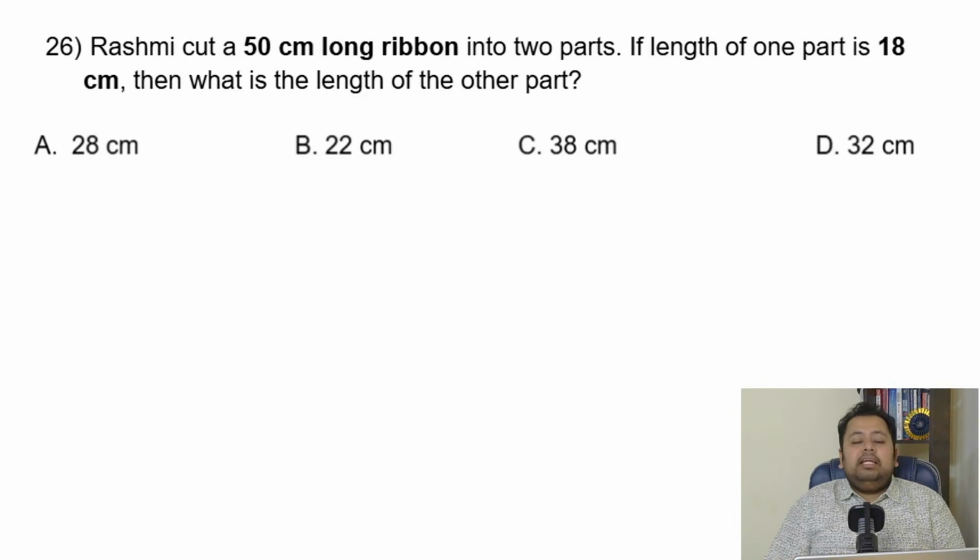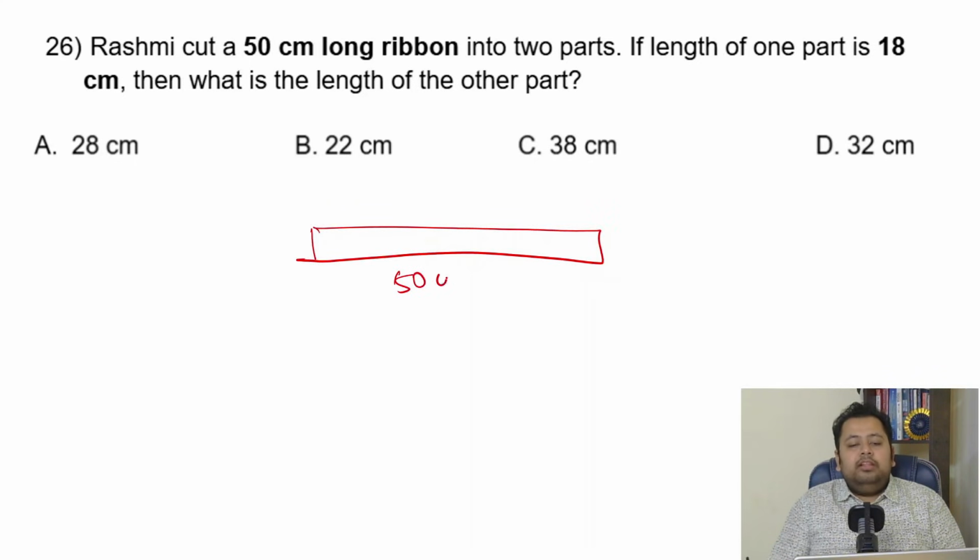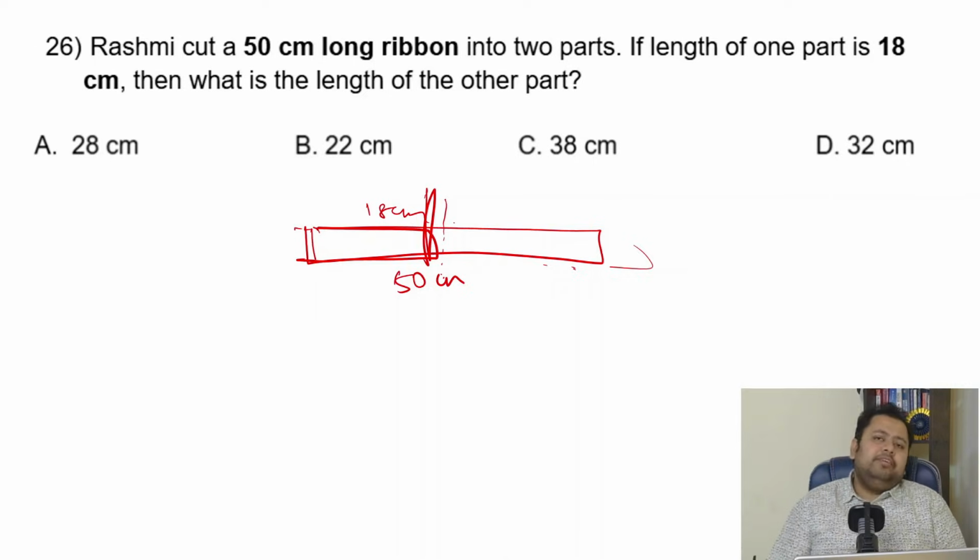Rashmi cut a 50 centimeter long ribbon into two parts, right? So there was a 50 centimeter long ribbon, and this was cut into two parts. If the length of one is 18 centimeter, then what is the length of the other part? Again, a subtraction. So a ribbon is there. She cut it into two parts. One is 18 centimeter. So this is 18 centimeter. What would be the rest? Obviously, subtraction. Pause the video, solve it first, and then look at the solution.